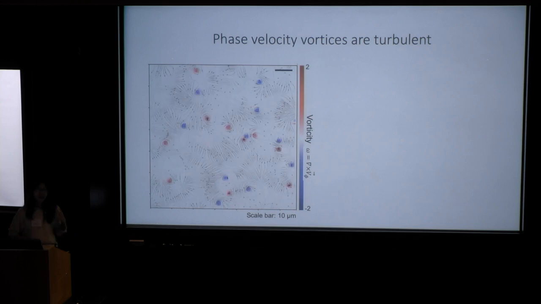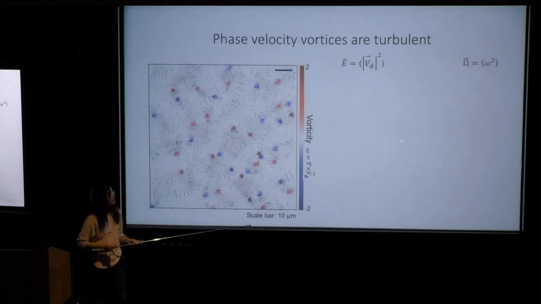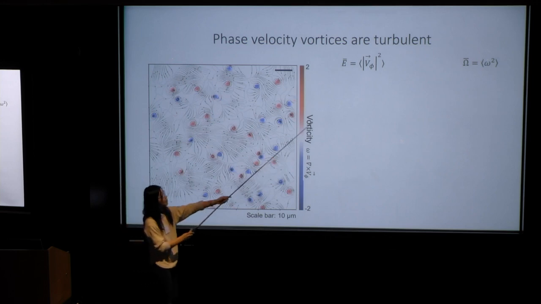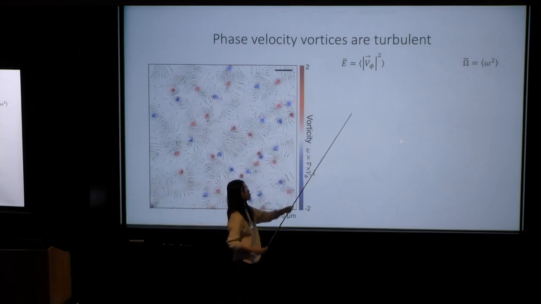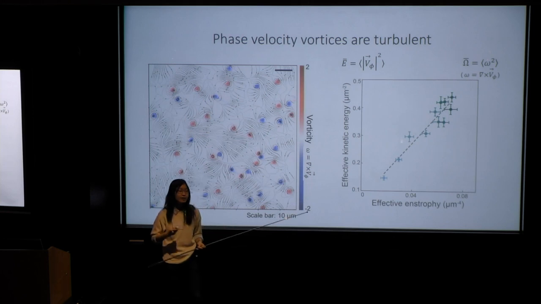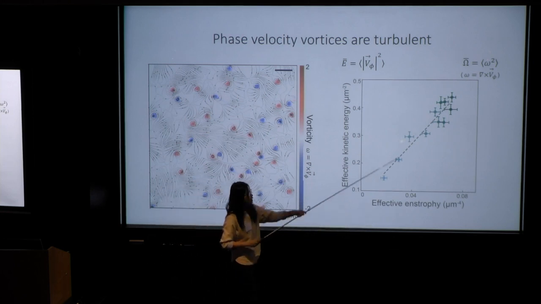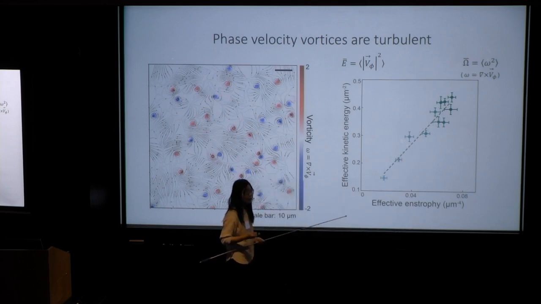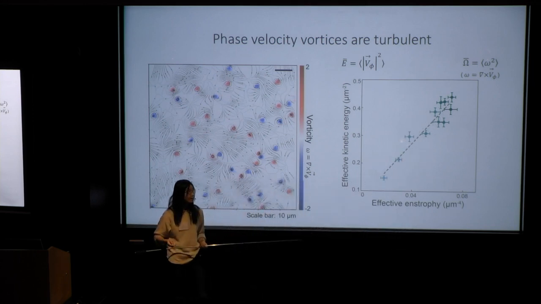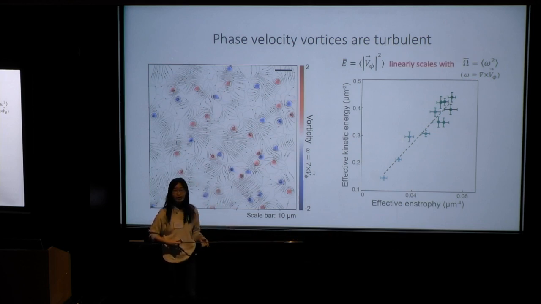We can also measure the energy of those disordered states by defining an effective kinetic energy, taking the integral of the squared phase velocity on the two-dimensional membrane, and comparing it for every single steady state with a measure of effective entropy, defined as the integral of squared vorticity on the membrane. What we realize is that across different steady states, there exists a really nice linear relationship between the two quantities.